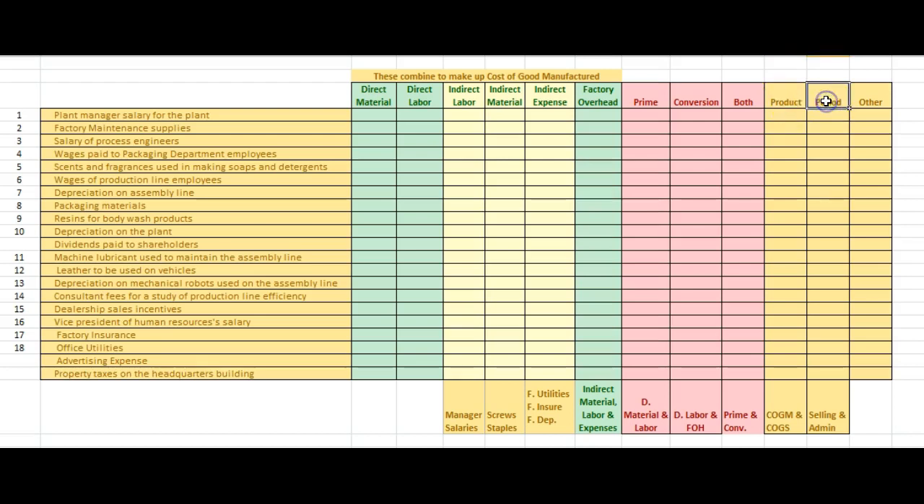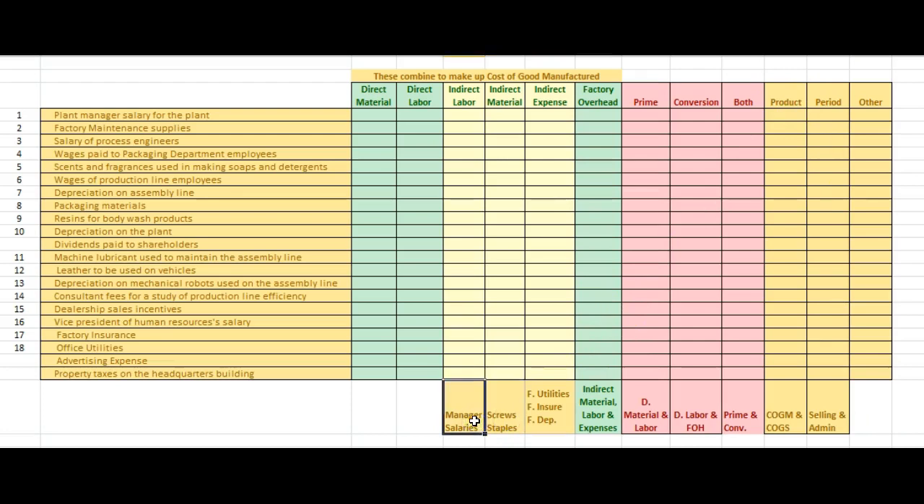Product and period costs: product costs are going to be your cost of goods manufactured and your cost of goods sold expenses, costs. And period costs are selling and administrative costs. So across the top is the terminology, what we call them. This is what comprises each of these. Now, these are just examples.